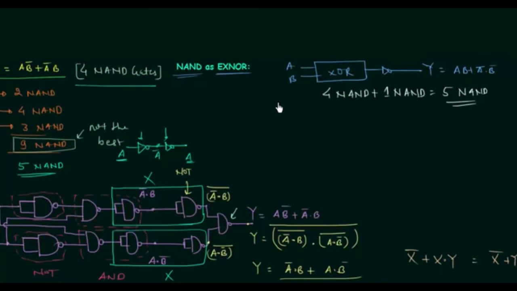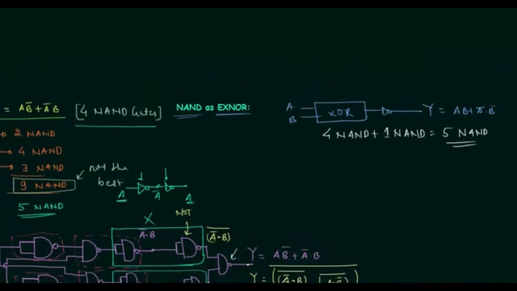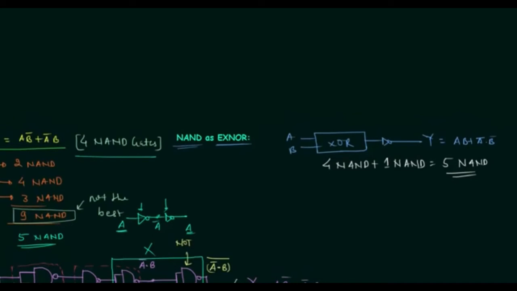So this is all for this lecture. Now we will move to homework problems. I have 2 homework problems. In first homework problem, you have to find out minimum number of 2 input NAND gates required.